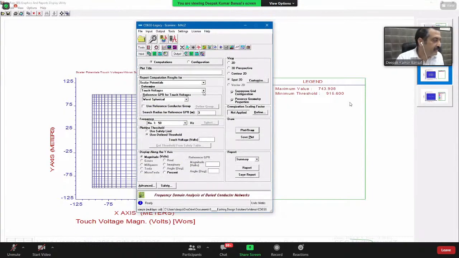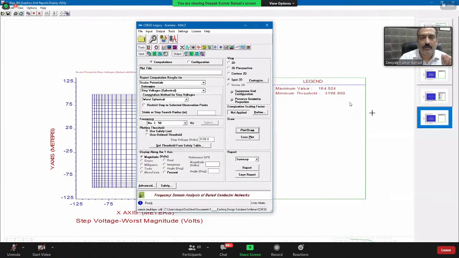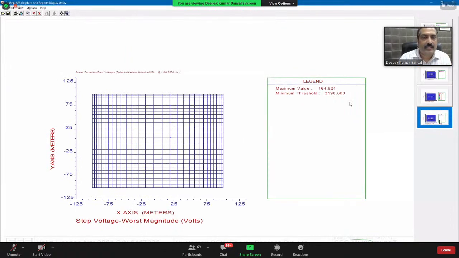The same way we can see the step voltages. Generally, when touch voltage is safe, then step voltage will always be safe. There will not be any issue with step voltages. We can see the maximum step voltage in the substation is 164 volt. And you know what touch voltage is, what step voltage is?